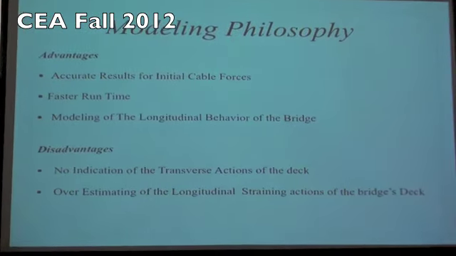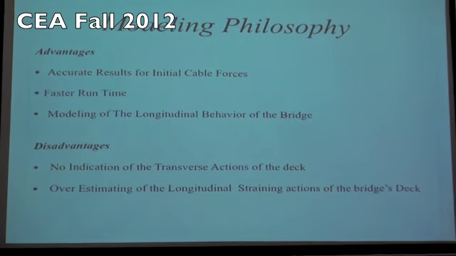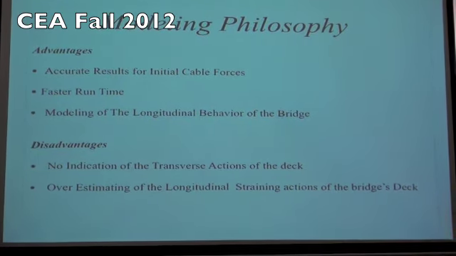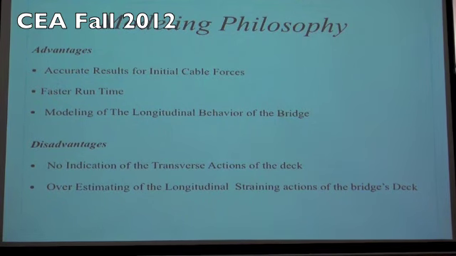Just to add something, the frame element gives us the optimum behavior of the deck. Therefore, we use the solution factors that are negated in the action to get the example moment of the exterior perimeter and the exterior perimeter. With advantages, the frame element gives us accurate results for the initial cable forces, and also it has a faster completion of time compared to the area element. And the last advantage is that it gives us more modeling of the material. With these advantages, it gives us more indication for the tensor selection on the deck, and also it overestimates the material action.